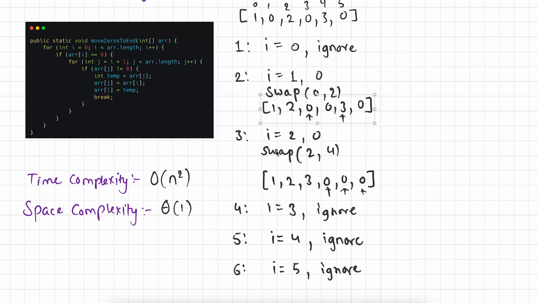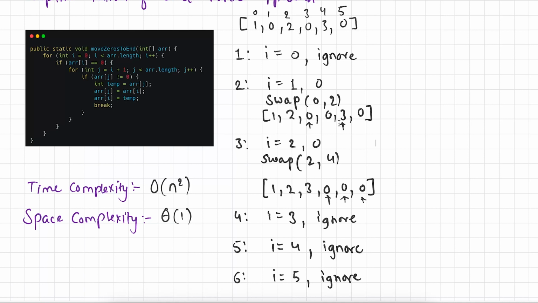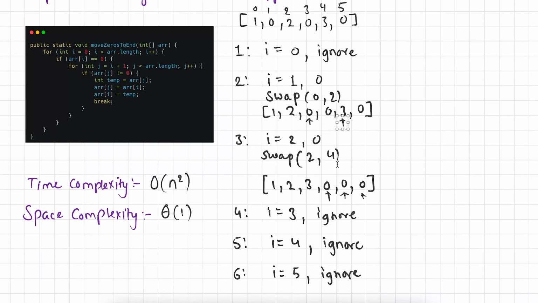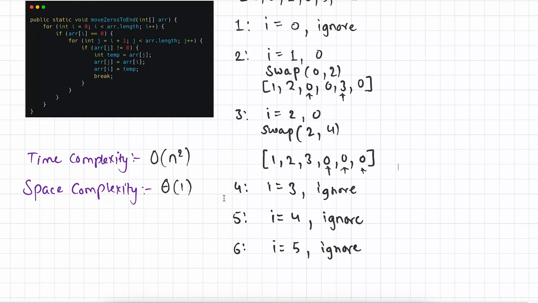In the next iteration our I becomes 2. We found that at index 2 we have 0. Again we have to traverse the array from the next index to the end, and we found the first non-zero element as 3. So we have to simply swap the element at index 2 with the element at index 4. After swapping we get the array like this, 1, 2, 3, 0, 0, 0, and after breaking the loop we simply move to the next iteration.